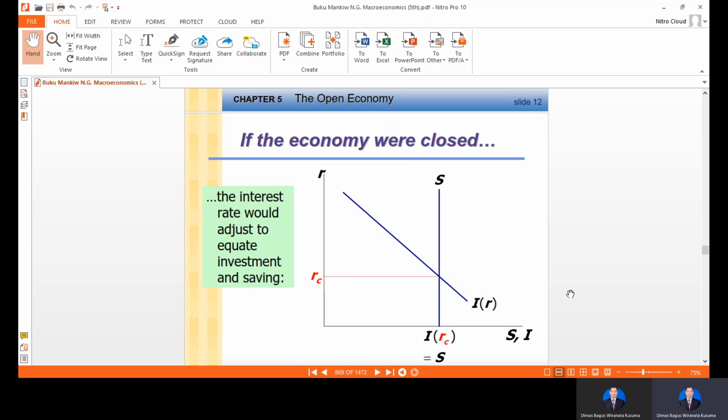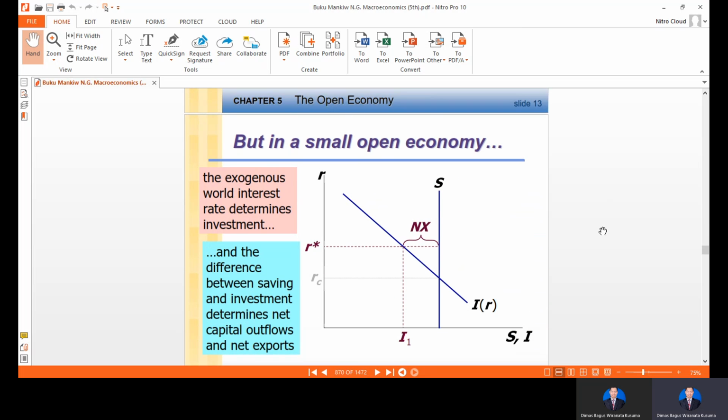And the second one is the equilibrium of saving and investment if we treat the economy as closed. Here is the interest rate with the investment curve negatively sloped, and the level of saving on the horizontal axis. You can see the equilibrium at RC and IRC. The interest rate adjusts to equate investment and saving. The interest rate here is the price of capital as well as the price of goods in the economy, so it can equate the level of saving and investment in a particular country.